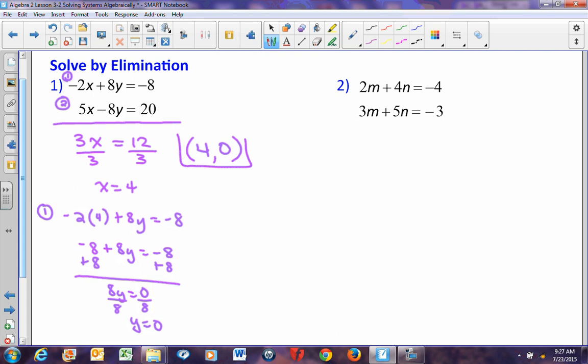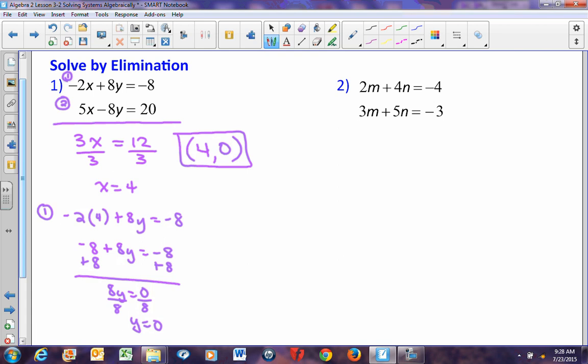And again, I could check it to make sure it's right. If I plugged in 4 and 0 into the first equation, I'd get negative 8 plus 0 equals negative 8. That's true. If I plug in 4 and 0 into the second equation, 4 times 5 is 20, minus 0 equals 20. Yep, that works too. It checks. Works just fine.